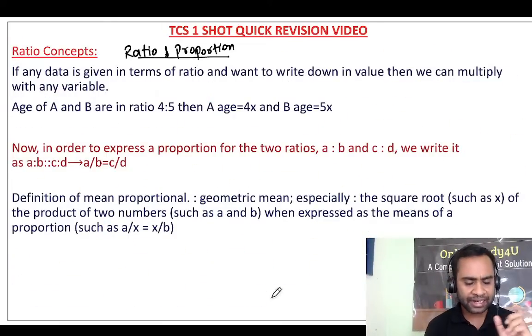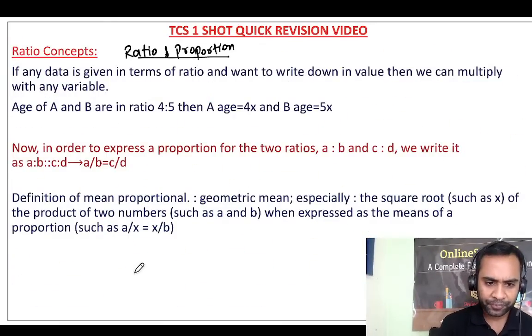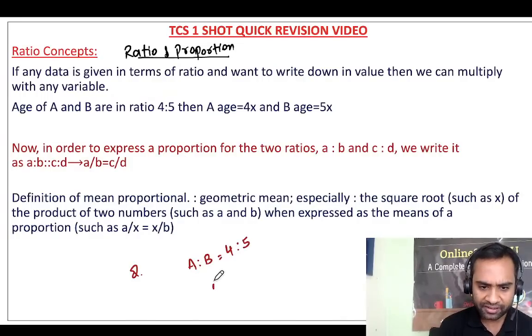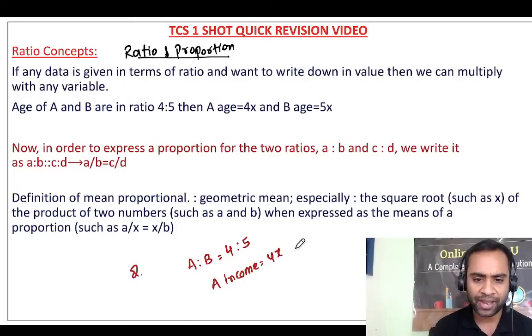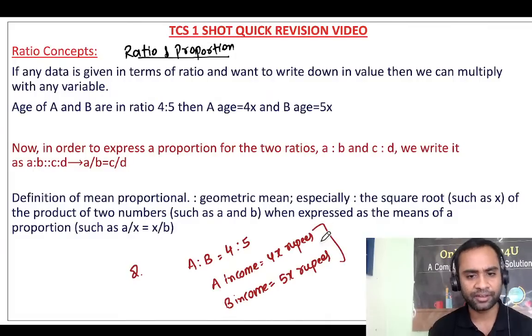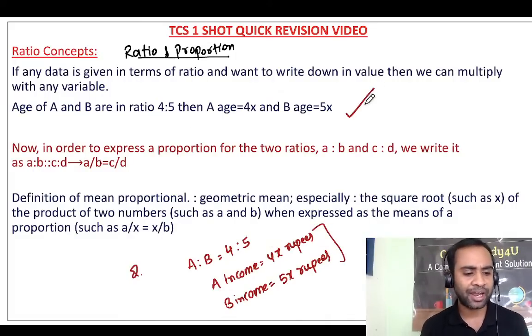Now, friends, in ratio and proportion, if they tell you A and B's income is 4 is to 5, then you can say A's income is 4x rupees and B's income will be 5x rupees, right? If any data is given in terms of ratio, you can write it down in terms of value. This is the first concept which I have put down here.